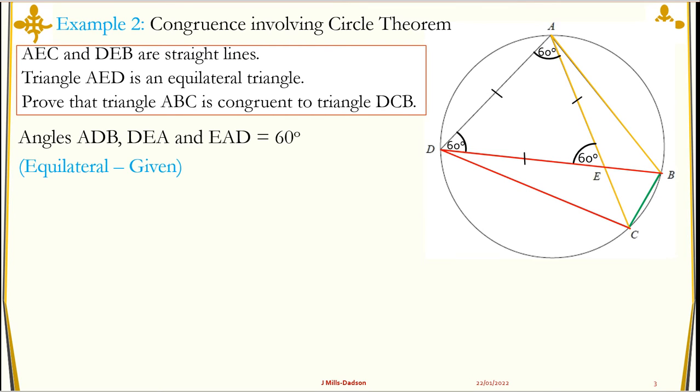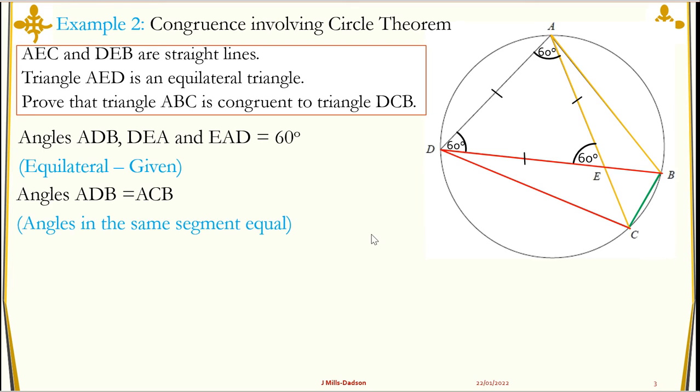We know that, given that this is an equilateral triangle, 60 degrees for each of the angles. Having known these angles, 60 degrees each, we can now begin by saying that this angle here, 60, is equal to this angle. Angles in the same segment are equal. These are circle theorems that, if you've done the topic, you should remember. So angles in the same segment are equal.